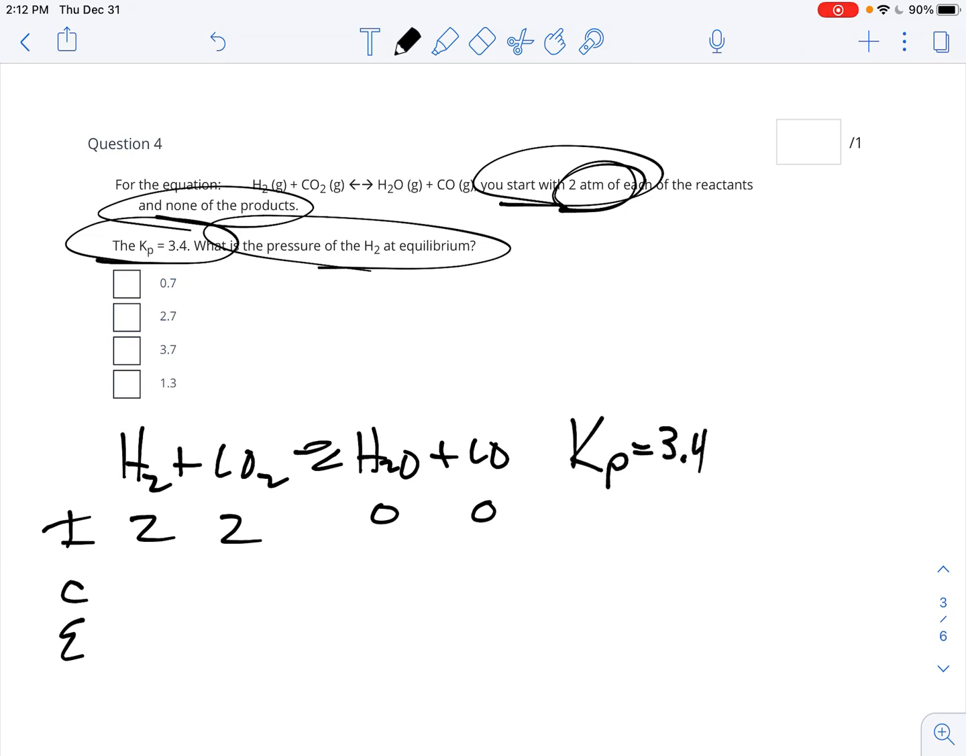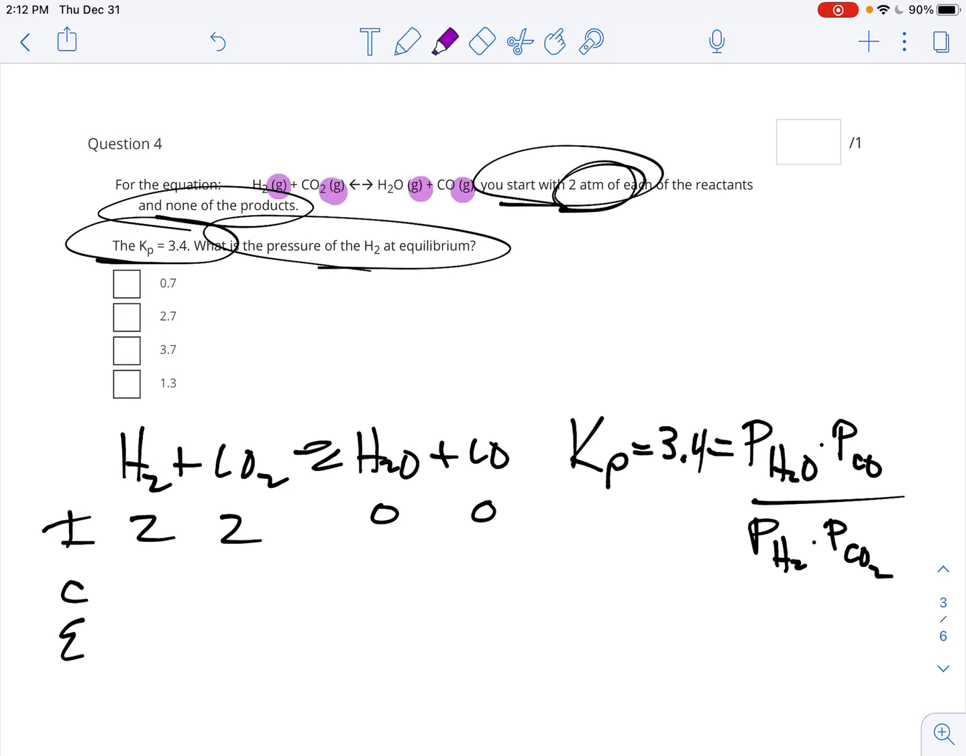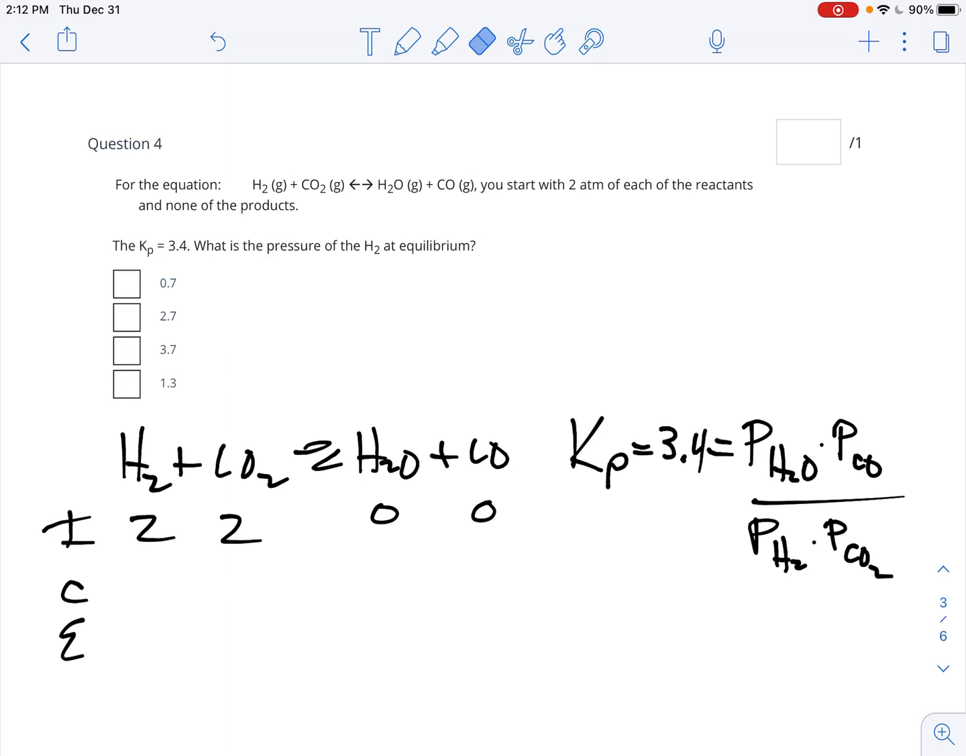The K value is going to be 3.4, and my equation is going to be the pressure of the water times the pressure of the carbon monoxide divided by the pressure of the hydrogen and the pressure of the carbon dioxide. Because again, everybody counts because it's a gas. So it's products over reactants raised to their powers, ignoring solids and liquids. Now, I know where I started.